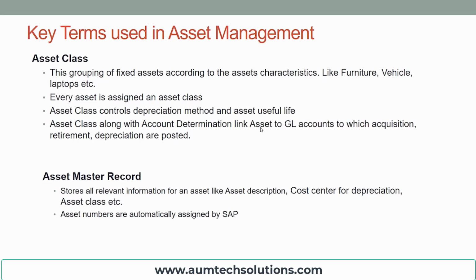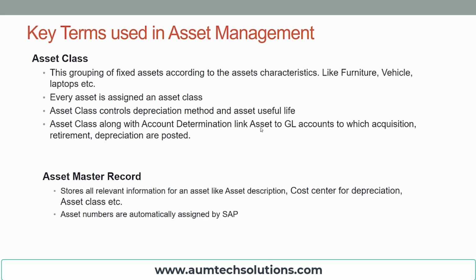Asset class. When we create assets, they are grouped under asset classes, or rather they are created under asset classes. If I purchase a computer, I will create an asset class called computers. There could be computer 1, computer 2, desktop computers. All of them can be created under the asset class called computer. If I purchase furniture, let's say a computer table, this will be created under the asset class furniture, not under the asset class computer.